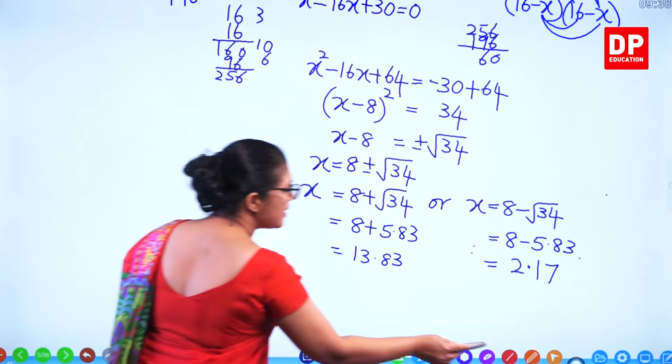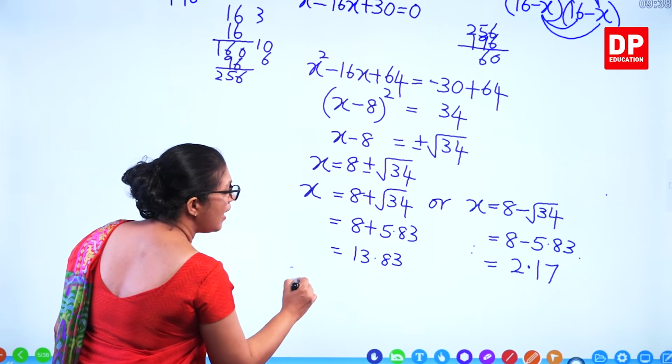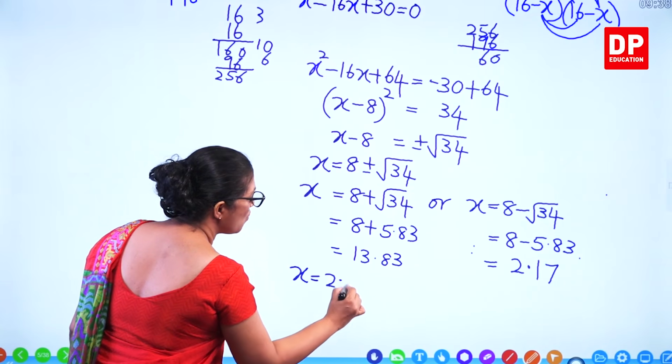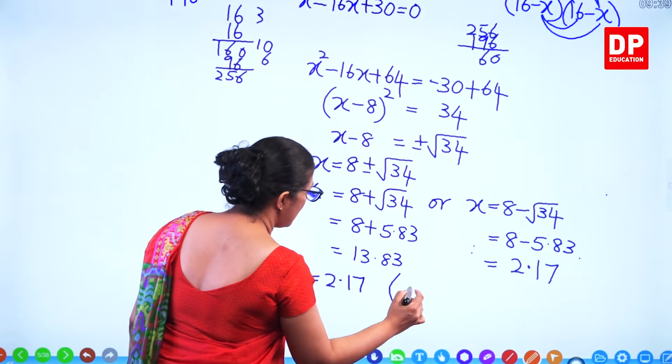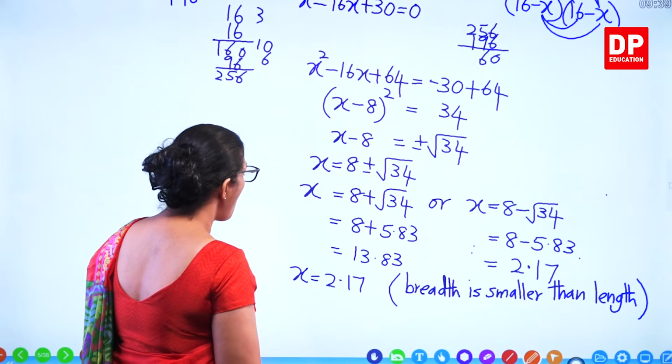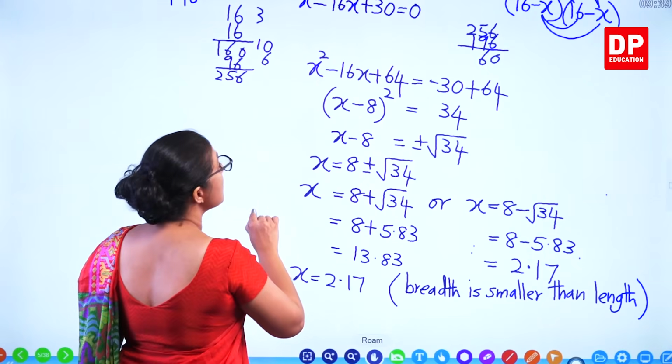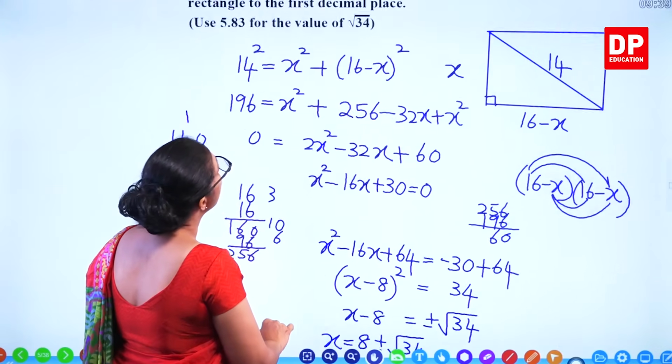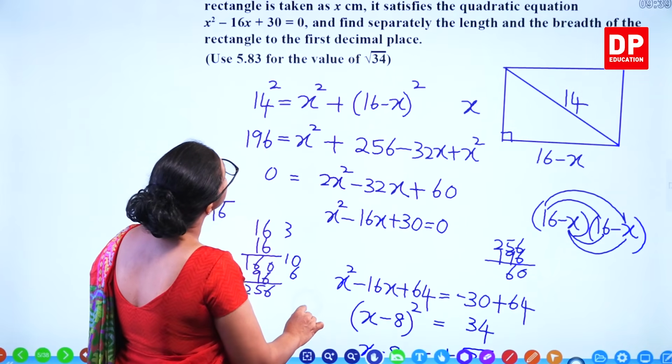So you can write x is 2.17 because breadth is smaller than the length. So 2.17 is in centimeters. This is given in centimeters.